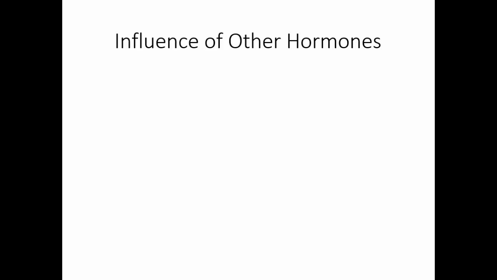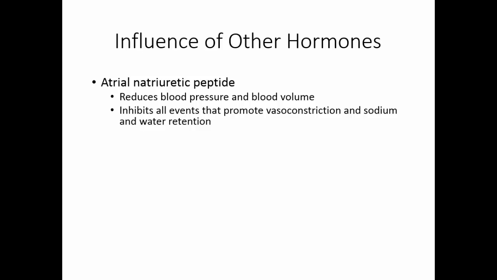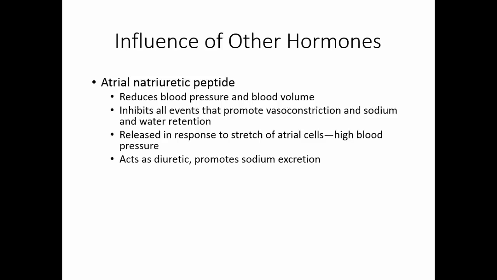Other hormones can influence sodium. One is atrial natriuretic peptide. This hormone reduces blood pressure and blood volume. Basically, it inhibits all the events that promote vasoconstriction and sodium and water retention. This hormone is released in response to stretch of the atrial walls. High blood pressure will cause too much stretch and will cause the release of ANP. ANP acts as a diuretic and it promotes sodium excretion. It also suppresses the release of antidiuretic hormone, renin, and aldosterone.